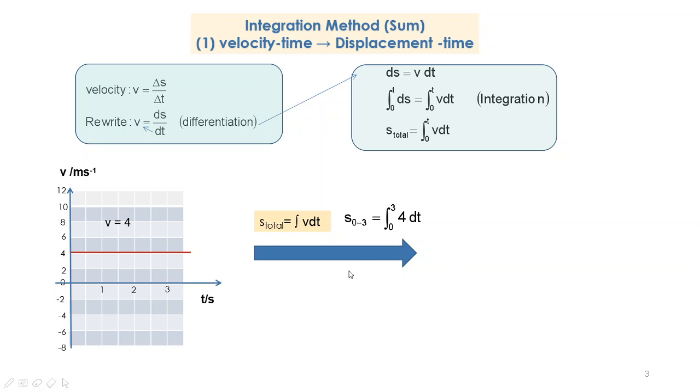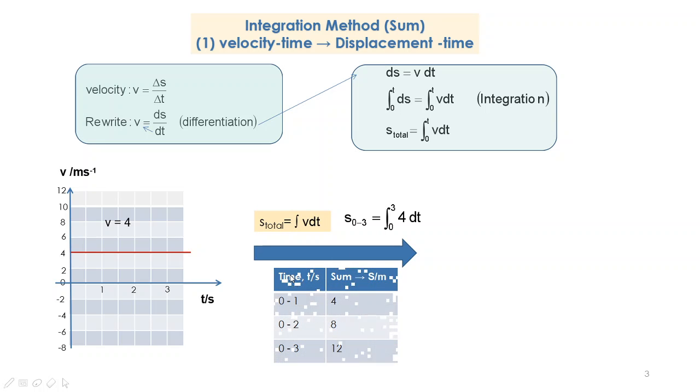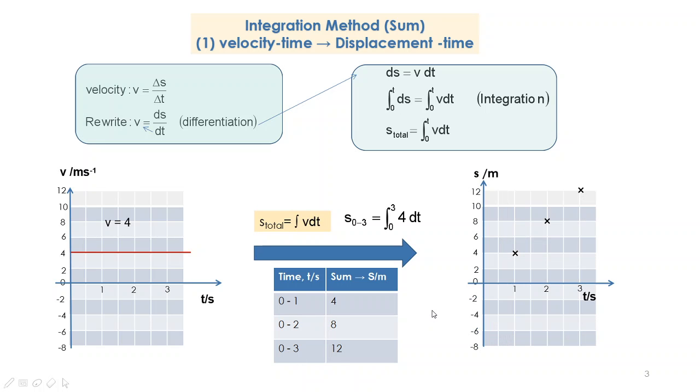Look at the v versus t graph. We can see that the velocity is equal to 4 throughout from time equal to 0 to time equal to 3. Displacement is equal to the area on the graph. So now we gradually calculate 0 to 1 second. The total area is equal to 4, 0 to 2 is equal to 8, and 0 to 3 seconds is equal to 12 meters. If you know how to use the integration method, that will be very easy for you.